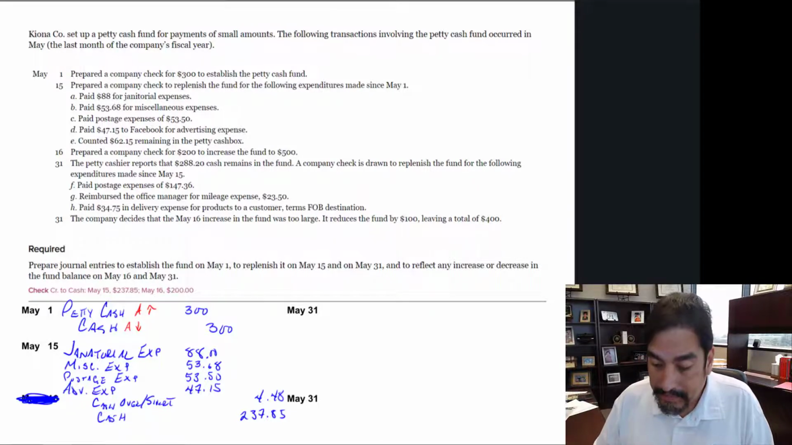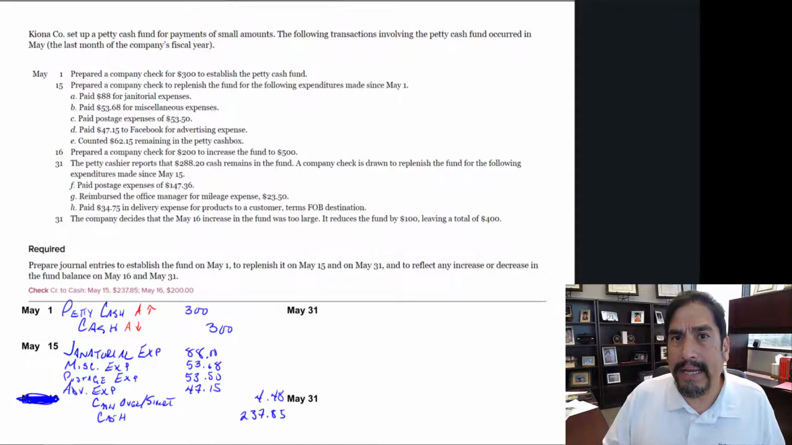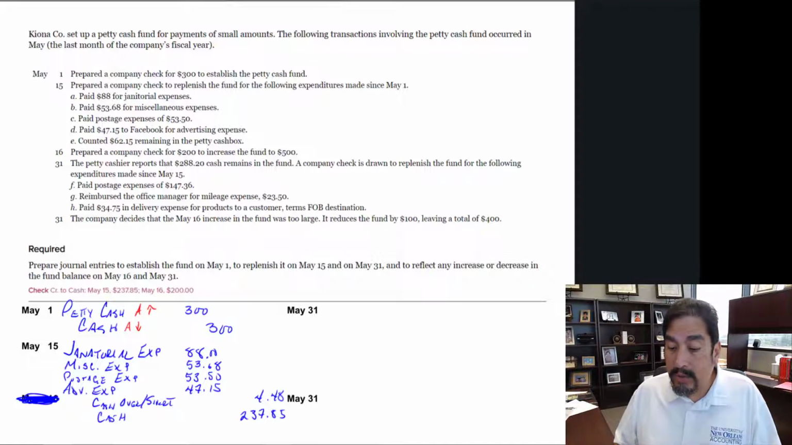on May 16th, prepare a company check for $200 to increase the fund to $500. So now, for whatever reason, we've decided $300 isn't enough in our petty cash box. We want to bring it up to $500. When we're hitting the petty cash account with a journal entry, there's only two reasons we're doing that: to increase the petty cash fund or to decrease it. We already saw that the May 1st journal entry is what an increase looks like, and we're going to see that again right now because this is another increase.